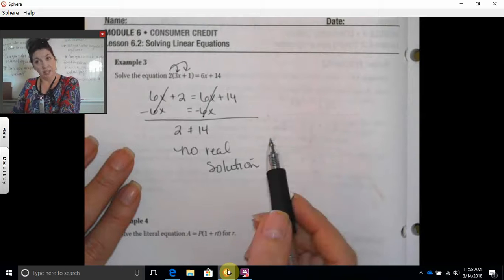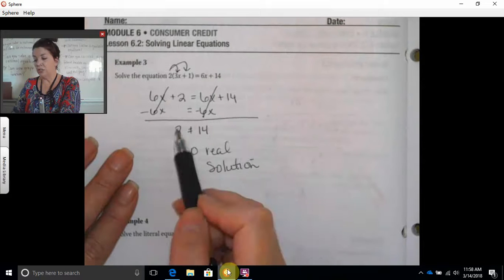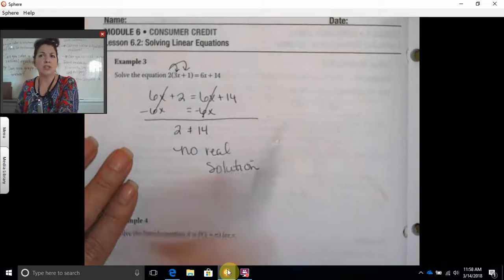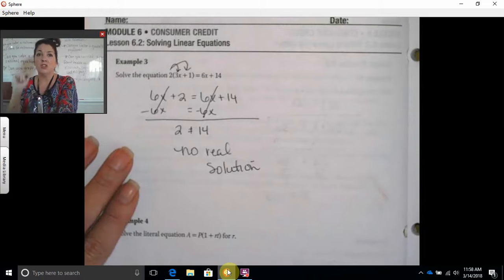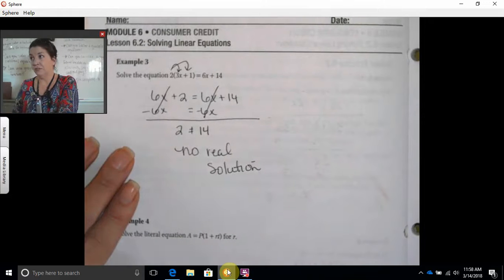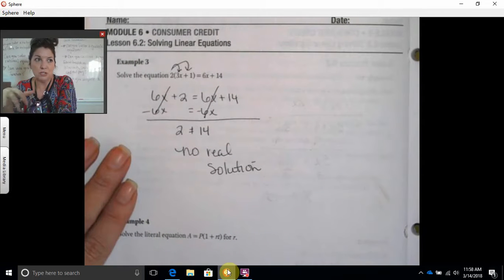I'm getting there. Now, if my x's had canceled, and say I got 2 equals 2, no variables, does 2 equal 2? Yeah. So if that were to happen, that's a true statement. This is a false statement. If all of your variables cancel and you're left with a true statement, then it's not no solution.